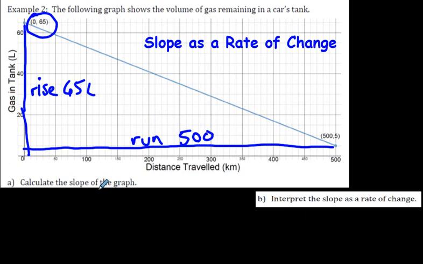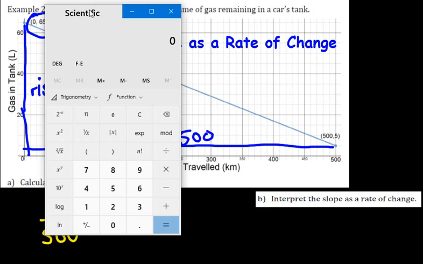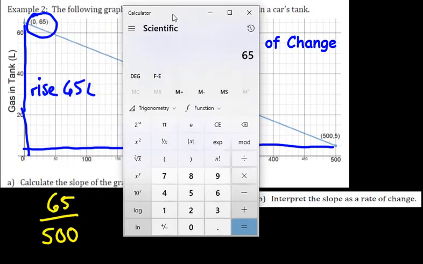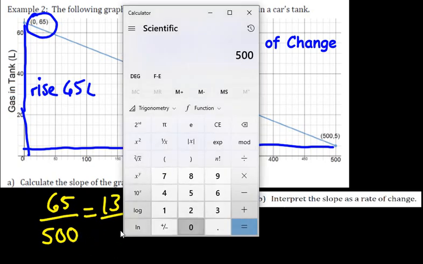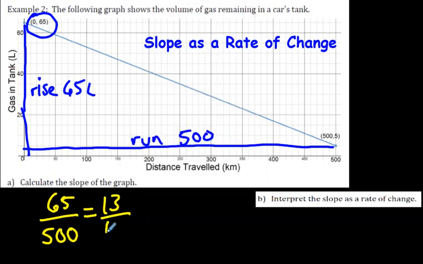If they're asking what the slope is, then I would just write, and I'll put it in yellow pen, it's easier to read, 65 over 500. We should reduce this fraction. If we were to quickly get a calculator and reduce this, well, 65 divided by 5, which I know it can be divided by, is 13. And 500 divided by 5, see if you can guess that before I finish. You should get 100. 13 over 100. We cannot reduce this anymore.